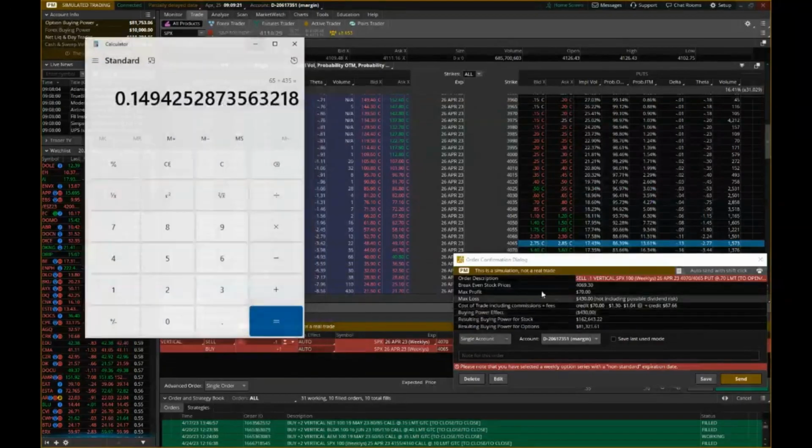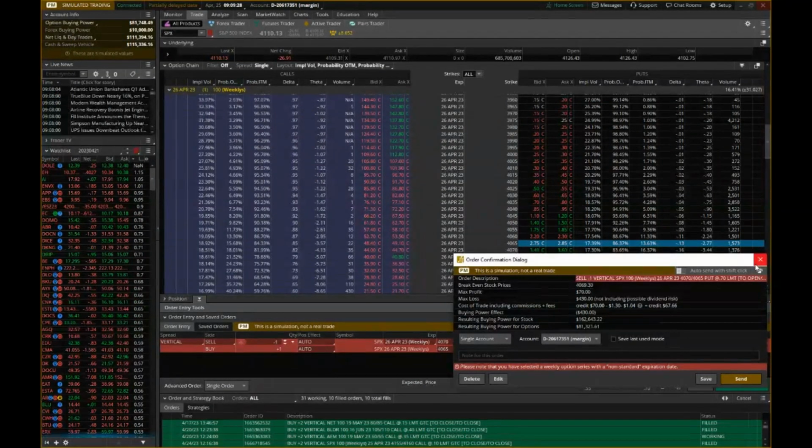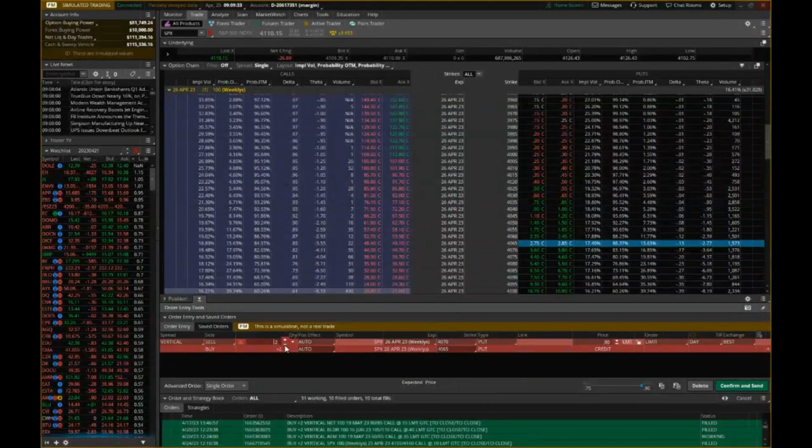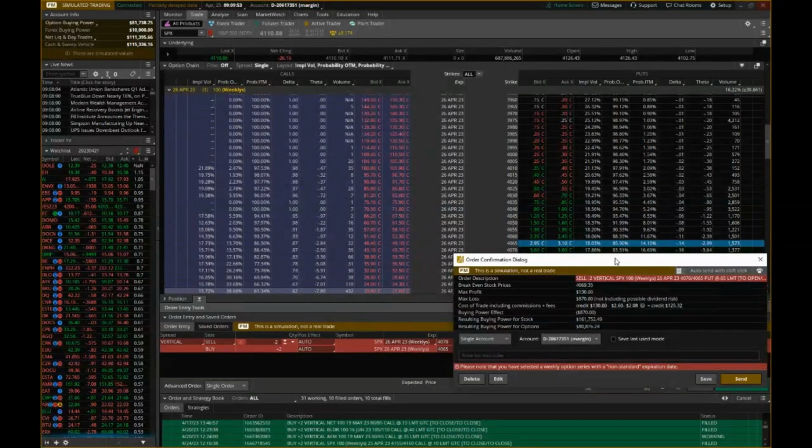So it's nice. ROC 70 divided by 430, 16%. We can do 2 contracts. So risk 870 to make 130. And once again, we have an 83% chance of max profit, or in other words, the credit spread expiring out of the money, which is what you want.